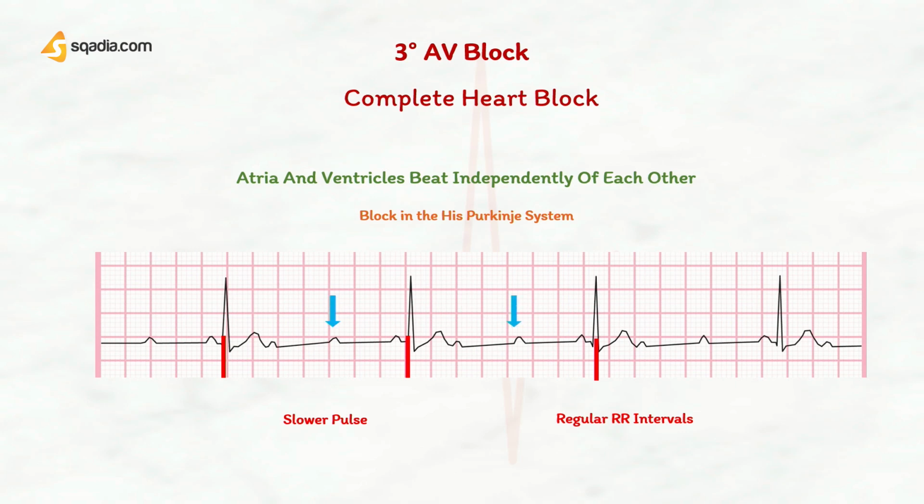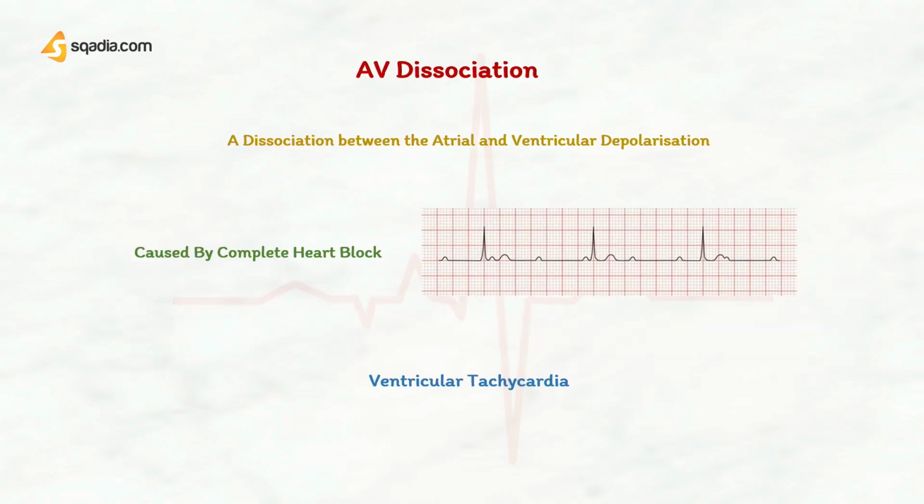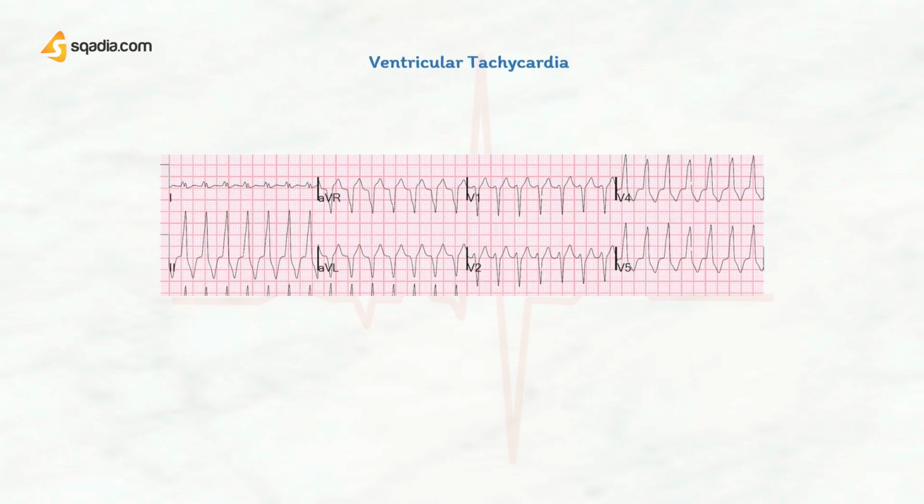There is a term that comes up frequently. AV dissociation is used when there is a dissociation between the atrial and ventricular depolarization, but it can be caused by complete heart block and is seen in ventricular tachycardia and other rhythms. In ventricular tachycardia, AV dissociation is a hallmark and occurs in the absence of a blocked conduction of the atria and ventricles.